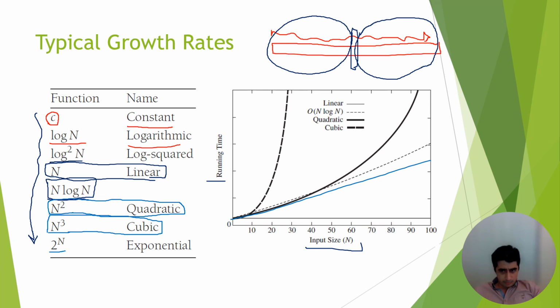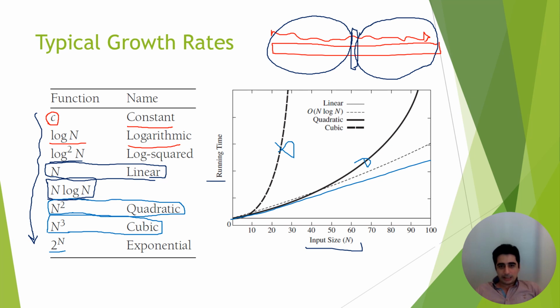And you can see the plots of quadratic and cubic. This one is quadratic, this one is cubic. As you see, the difference is too much, right? But both cubic and quadratic are called polynomial growth rate.